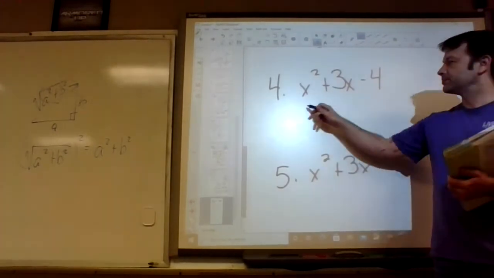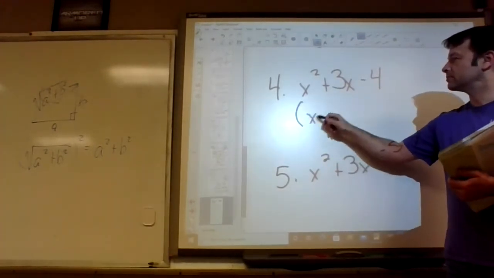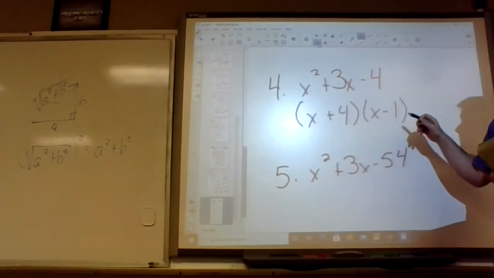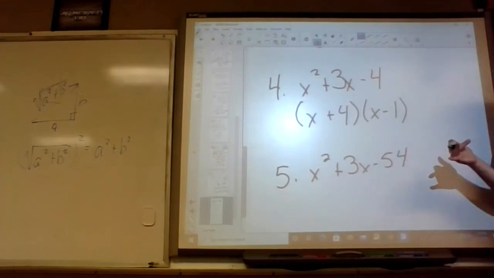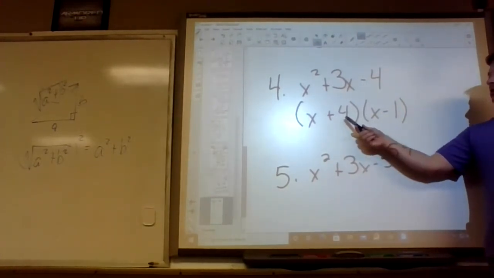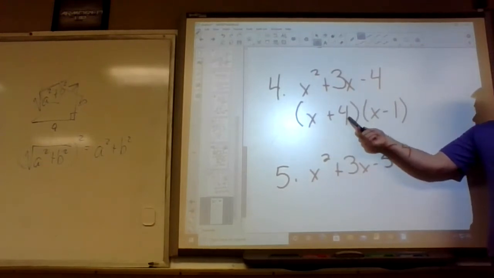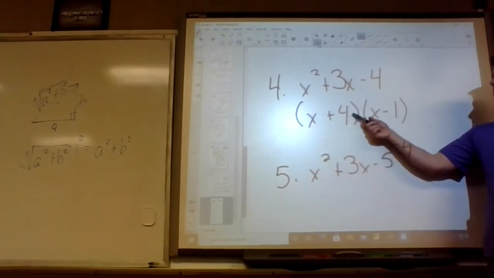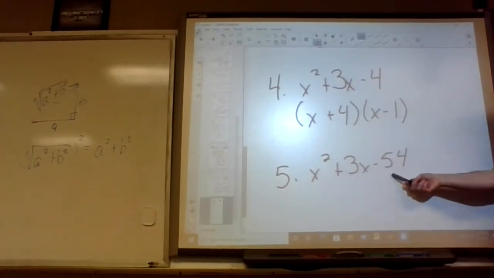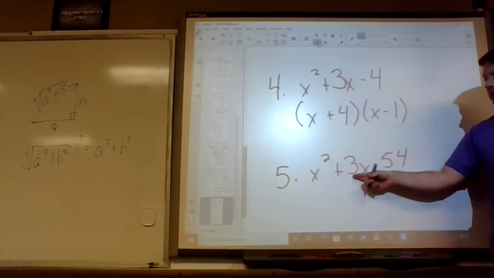I got x plus 4 parentheses, x minus 1 parentheses. The answer would be negative 4 comma 1. No, it's not an equation, so you can't solve it for x. That's just the answer, the factored polynomial. 4 and negative 1 multiply to that, add up to that. This one's a little bit harder, but pretty much the same thing, right?